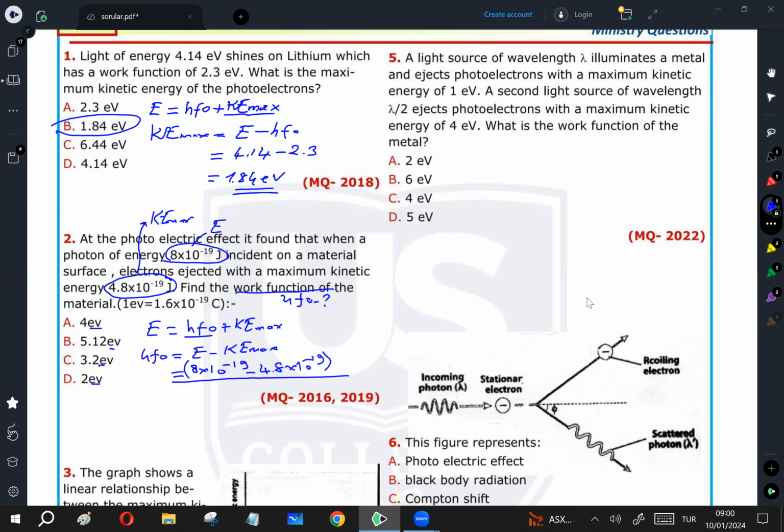But if I divide this by 1.6 times 10 to the power negative 19, I will calculate result as an electron volt. So 8 times 10 to the power of negative 19 minus 4.8 times 10 to the power of negative 19, divided by bracket 1.6 times 10 to the power of negative 19, close the bracket. Answer is 2. So 2 electron volt is the answer.